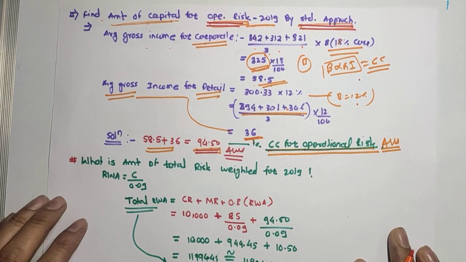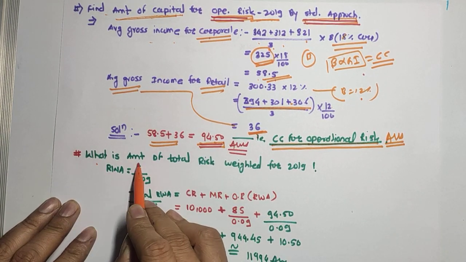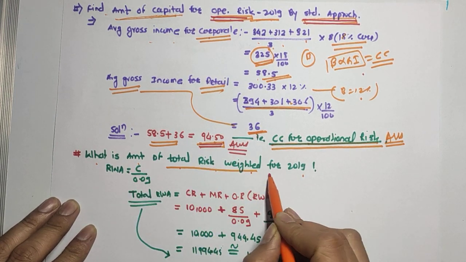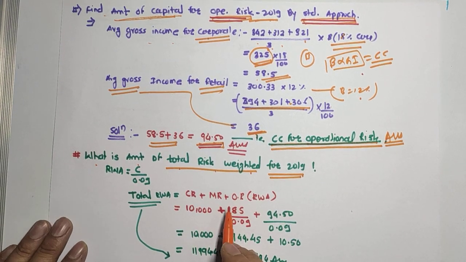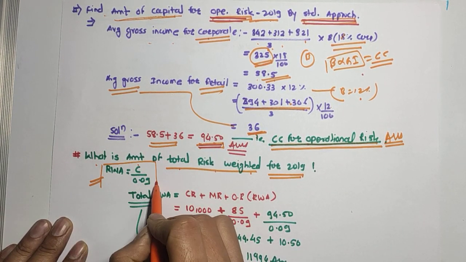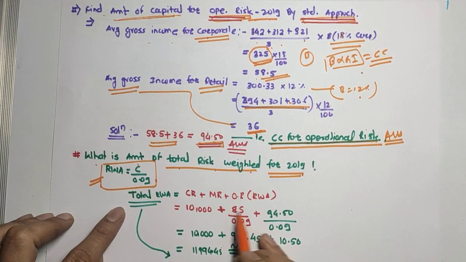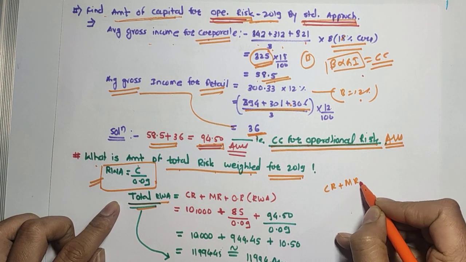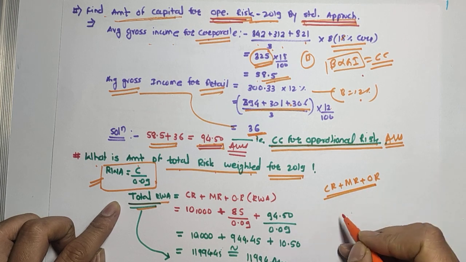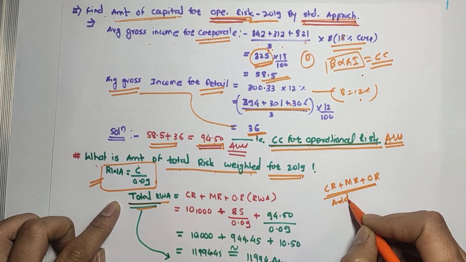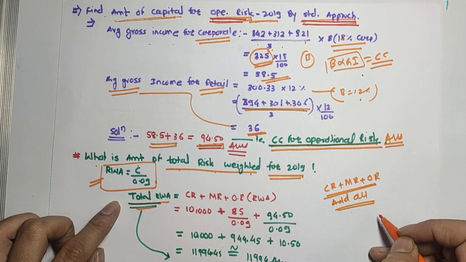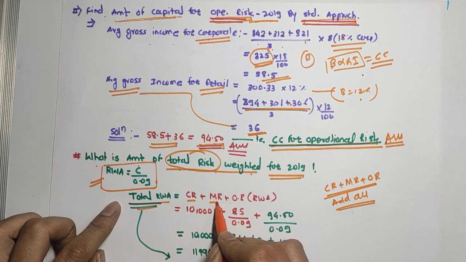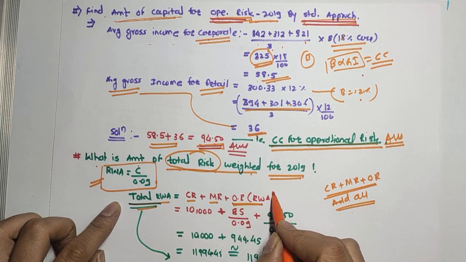Okay, now we will move to the next important question. What is the amount of total risk weighted assets for 2019? See friends, RWA, we know the formula. RWA is C upon 0.09, right? So what will the total RWA become? We know there are 3 types of risk: credit risk plus market risk plus operational risk. So to calculate RWA we need to add all of them, because they are asking for total risk. So we need to add credit plus market plus operational.